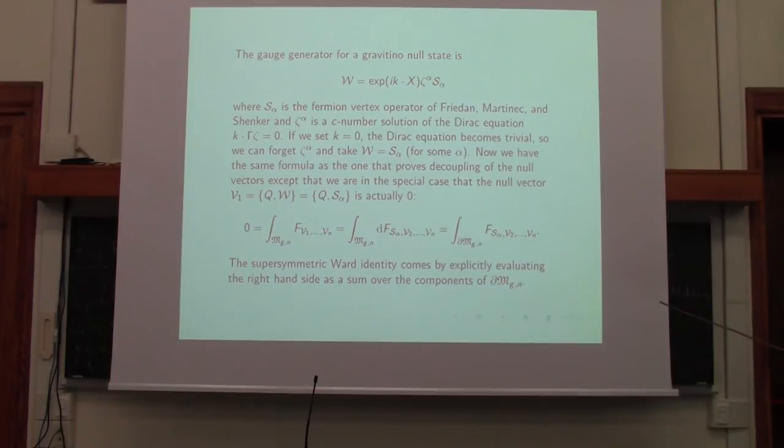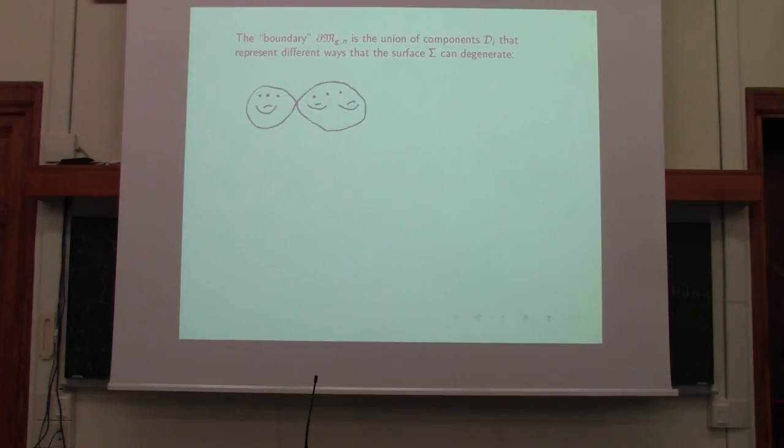The supersymmetric Ward identity comes by explicitly evaluating the right-hand side as a sum of the components of the boundary of moduli space. We'll discuss that later a little bit though. So the boundary is the union of components that represent different ways that the surface can degenerate. That's an example, schematically, of a boundary component of supermoduli space. So we get a Ward identity that zero is the sum of all the boundary divisors of a certain correlation function. And that's the identity that under favorable conditions leads to space-time supersymmetry.